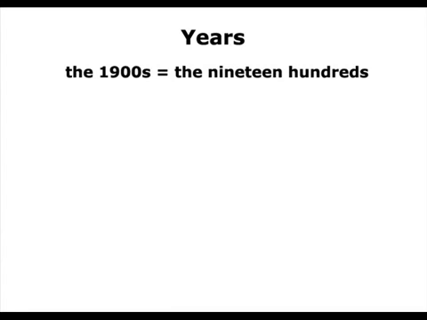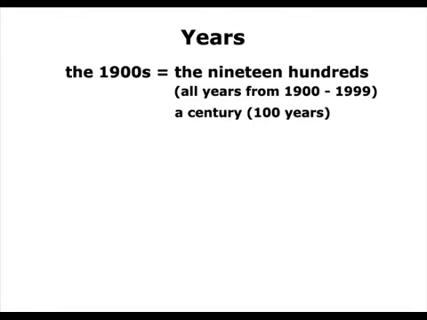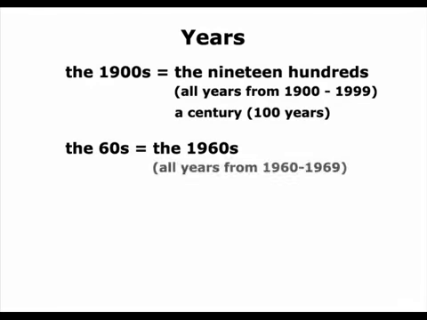When you refer to years in the plural form, like the 1900s, it refers to a group of years. In this case, all years from 1900 to 1999. A period of 100 years is called a century. Another example is the 60s, or the 1960s, which refers to all years from 1960 to 1969. A period of 10 years is called a decade.